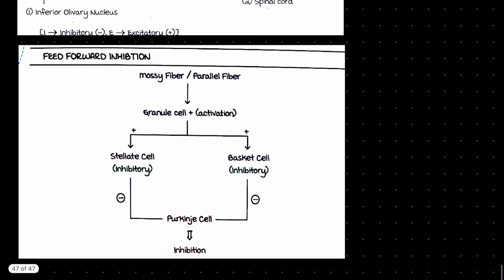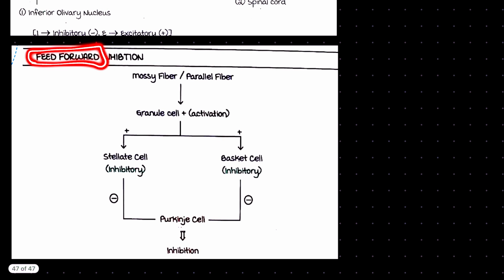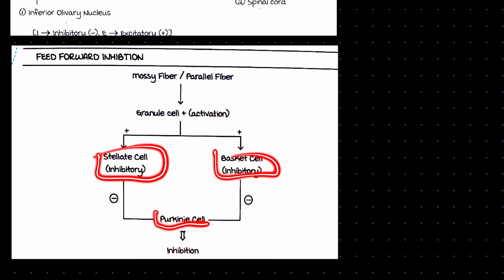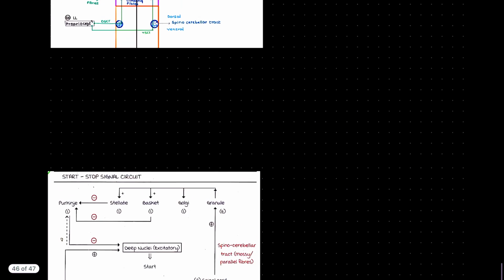But overall, this phenomenon, feed forward inhibition, is the process in which the stellate cells and basket cells inhibit Purkinje cells so that their inhibition will be suppressed. And if their inhibition is suppressed, then the deep nuclei or dentate nuclei will be able to properly start the motor response again. So this was all about the physiology of the cerebellum.